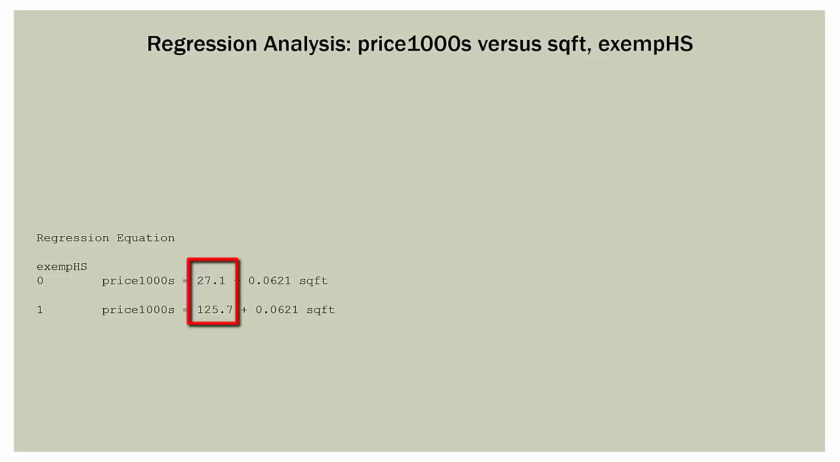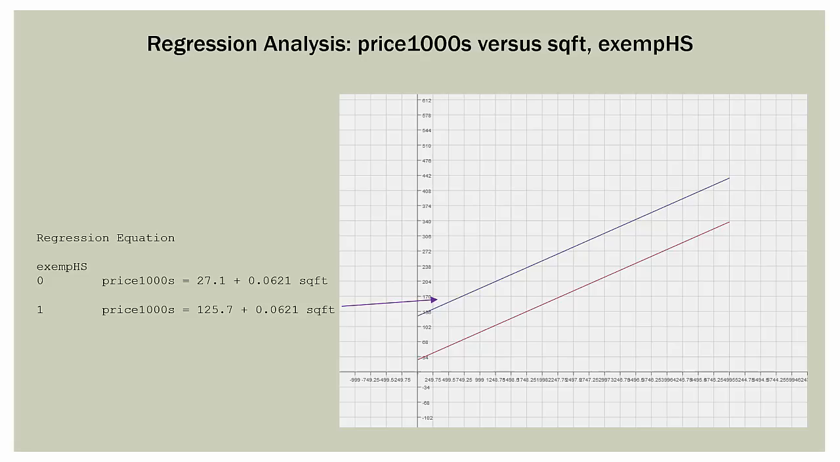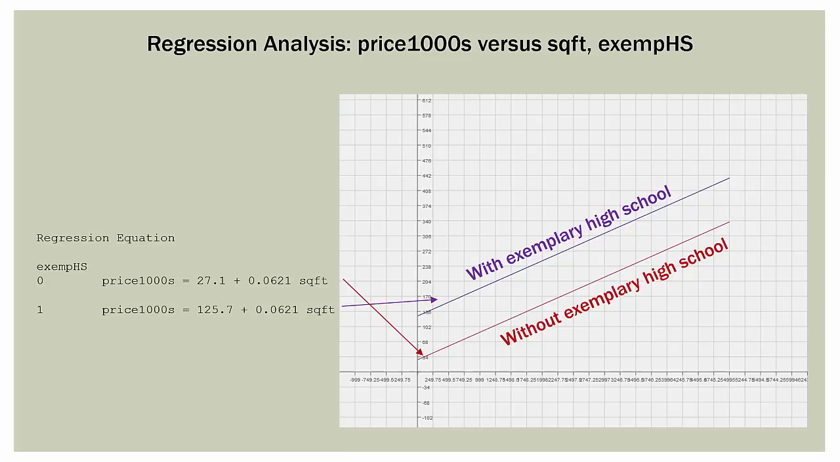And here it is. So we can see that the first example where the high school is exemplary, where it's 1, that's the 125.7 plus 0.0621 square feet. That is the blue-purple line here on the top when we graph that. Then, of course, the red line is the homes without an exemplary high school. So you can see that these two lines are just algebra one. We can go ahead and put those on a graph.